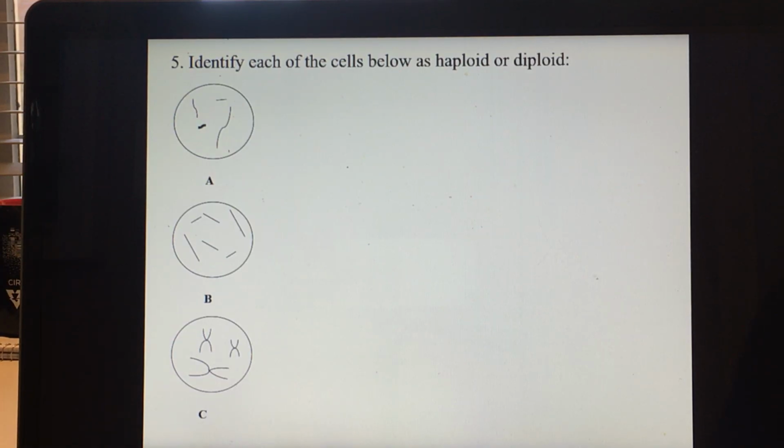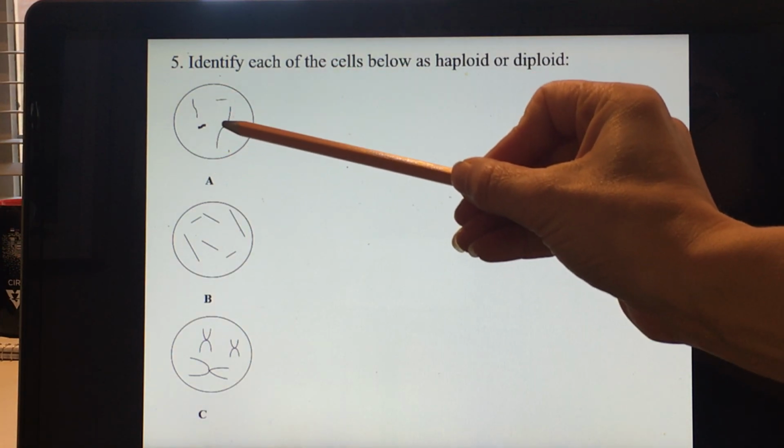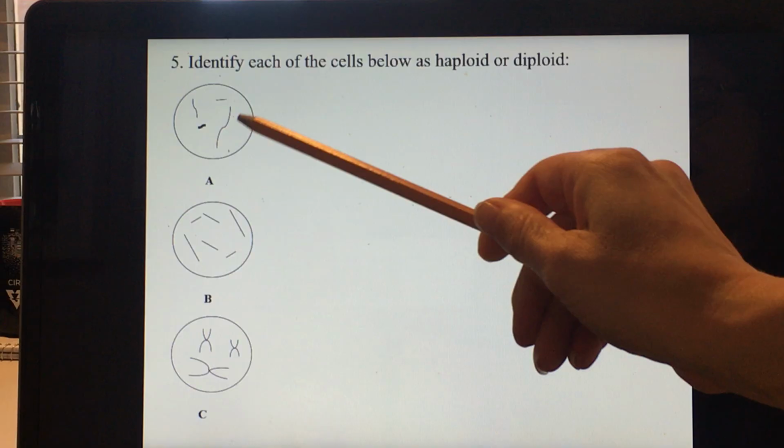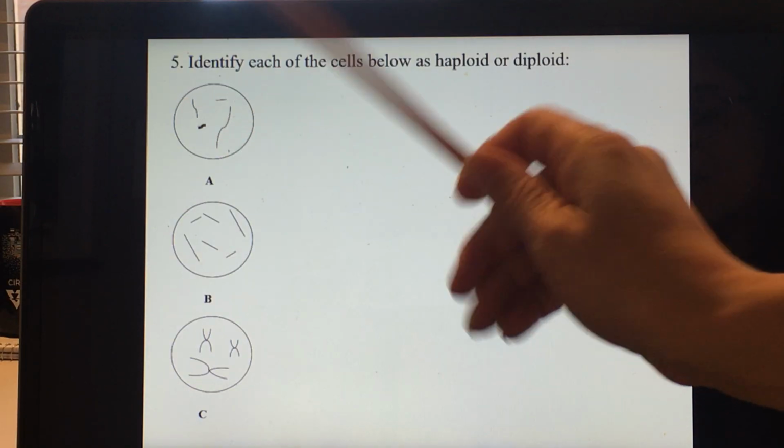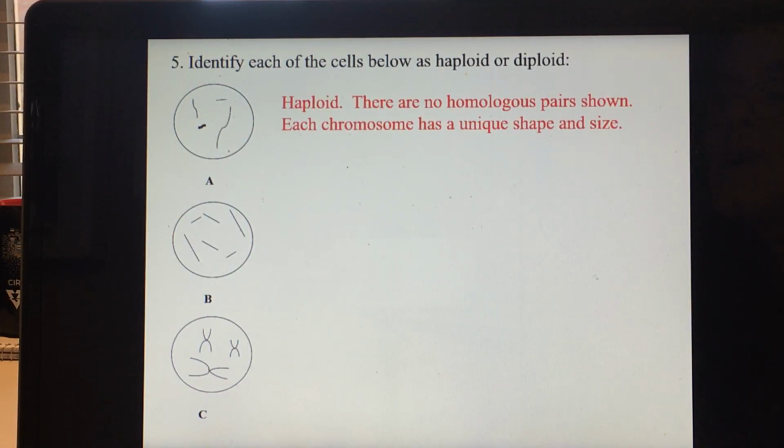So for this slide, we're going to be looking at cells and deciding whether they are haploid or diploid. There is one thing and one thing only to look for. You're looking for the presence or absence of homologous chromosomes. So in cell A, there are 4 chromosomes, but none of the chromosomes are the same size as each other. So we would say that that cell is haploid. There are no homologous pairs shown, and each chromosome has its own unique shape and size.